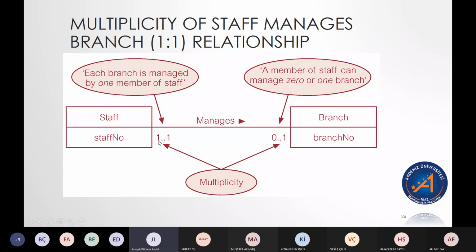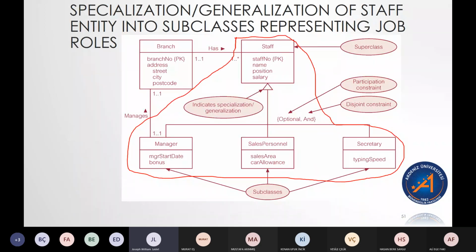So we would have to say, okay, we need to have this relationship where a branch is managed by a member of staff. A staff can manage a branch, all right? That's the one over here, but does not have to, because not all staff are managers. That makes sense. All right. So let's take a look at our new version of this. Okay.